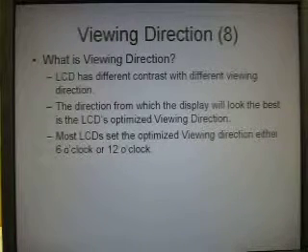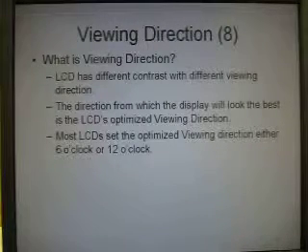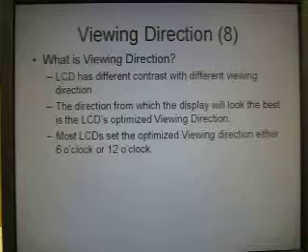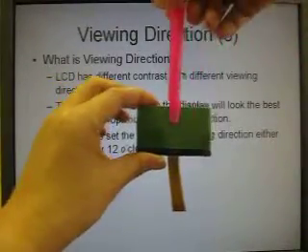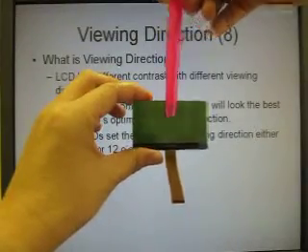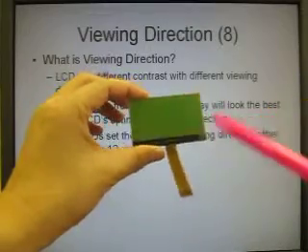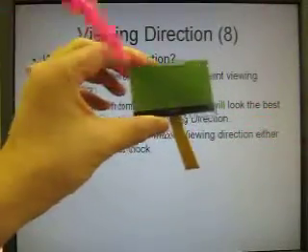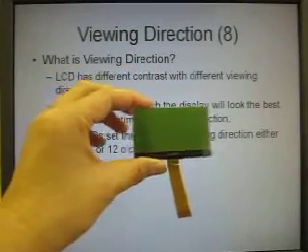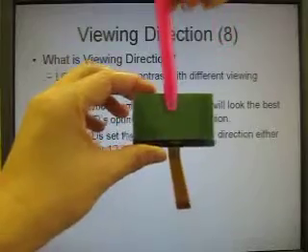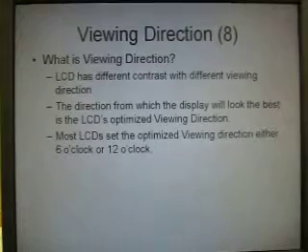Actually, we classify the LCD view direction by the clock. For example, let's imagine this is a clock. The 12 o'clock is like this, and this is 6 o'clock, and this is 3 o'clock, and this is 9 o'clock. But most of the LCDs have an optimized viewing direction either from 12 o'clock or from 6 o'clock.